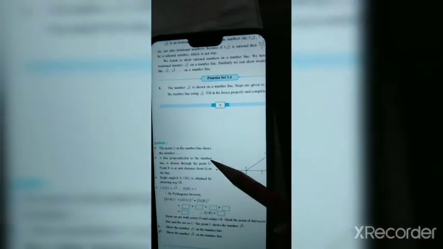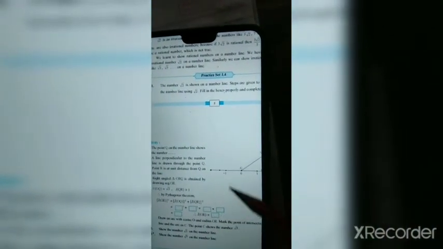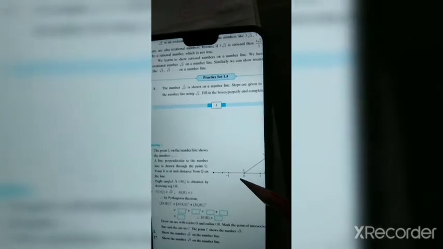But don't write the part activity. Directly write the solution or the answer. Then copy all this up to here. Then draw this. How to draw this? I will be explaining. I am drawing the show the number root 3 on the number line.